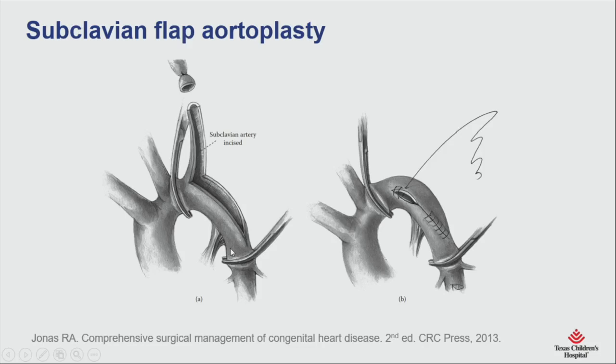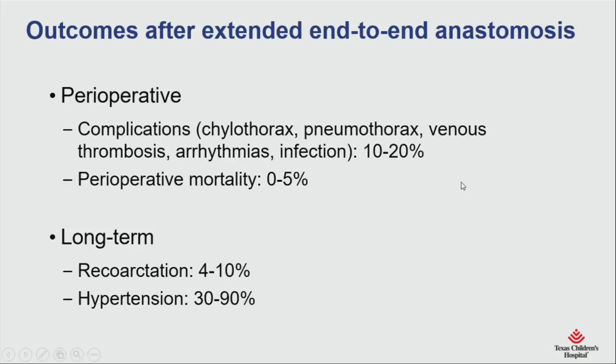The subclavian flap aortoplasty has actually fallen out of favor for the most part, but that included using the subclavian artery to patch essentially the aortic arch and the descending aorta. But the risk of reinterventions is higher, and there's a higher incidence of aneurysms in these patients, besides the fact that you're actually eliminating the subclavian.